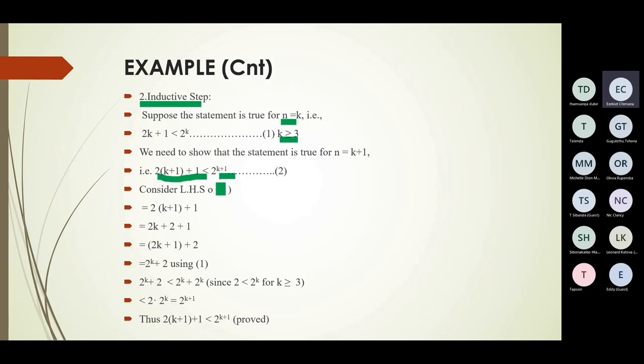So let's consider the left hand side so that we can prove that this side is always less than 2 to the power k plus 1. So we have 2 times k plus 1 as our left hand side. If we expand, we'll get 2k plus 2 plus 1. So if we put this 1 and this 2k together, we end up having something like 2k plus 1 plus 2.